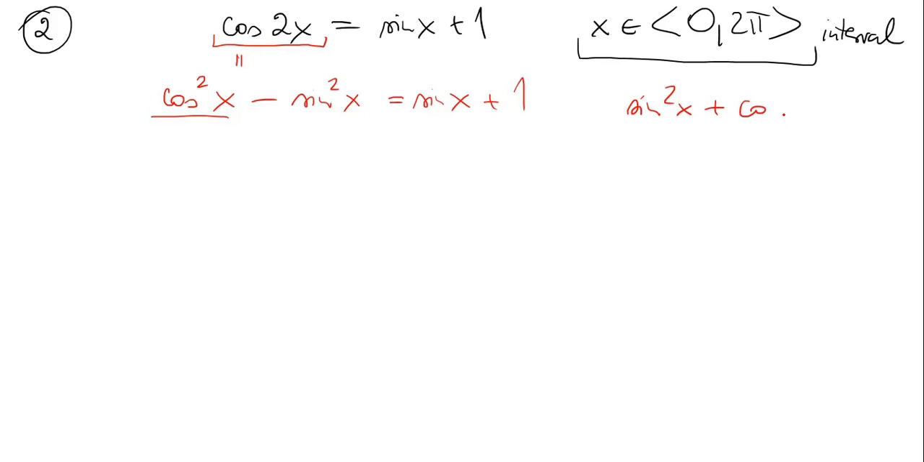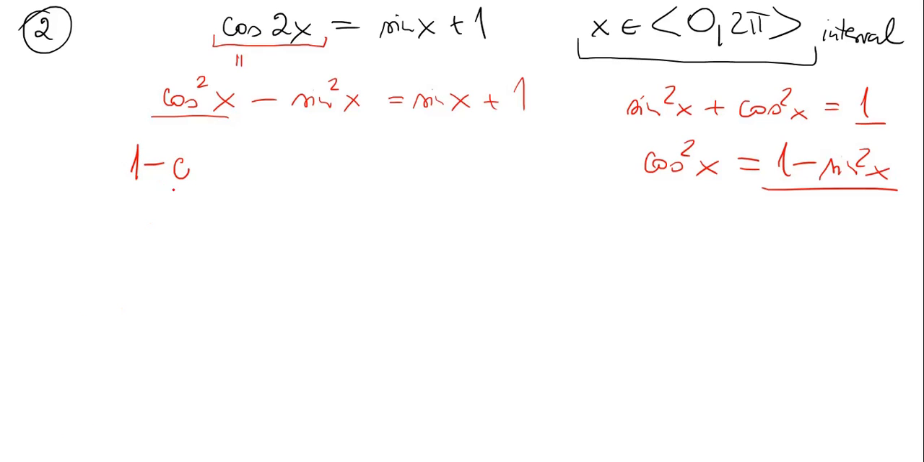How can we do it? Well, we need to use the most famous equation in trigonometry. So sine squared x plus cosine squared x equals 1. And if we use this equation, which you can use always and everywhere in trigonometry, so it's a very, very important one, then we can substitute cosine squared x as 1 minus sine squared x. Right, so let's put it there into the equation.